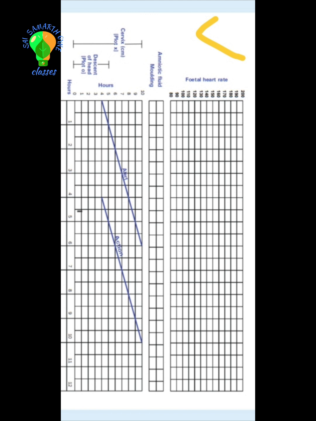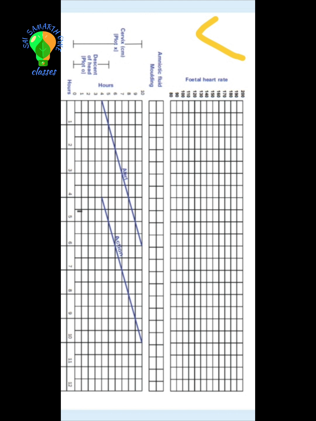So then the next point is molding. So it is marked from 0 to +3 depending upon the grades. 0 is when the fetal skull bones are still apart, 1 is like when they are close together, and so on. Now the next column is where the actual plotting of cervical dilatation and descent has to be done.